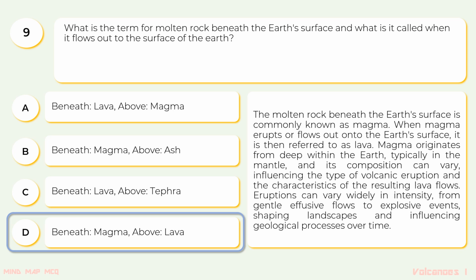When magma erupts or flows out onto the Earth's surface, it is then referred to as lava. Magma originates from deep within the Earth, typically in the mantle, and its composition can vary, influencing the type of volcanic eruption and the characteristics of the resulting lava flows. Eruptions can vary widely in intensity, from gentle effusive flows to explosive events, shaping landscapes and influencing geological processes over time.